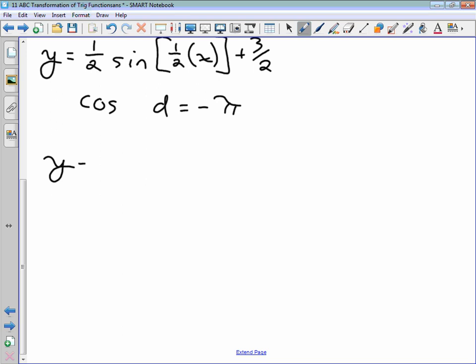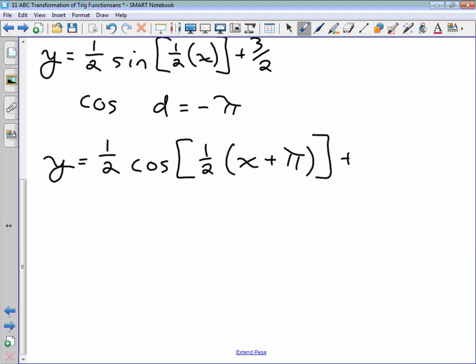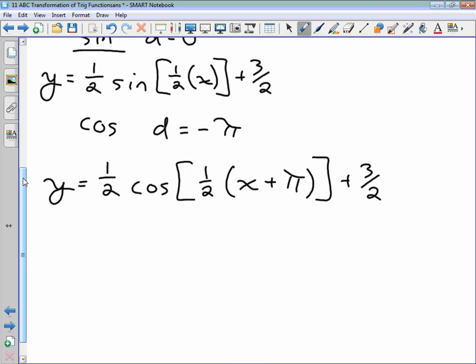So our equation would be 1/2 cos of 1/2 x. If our phase shift is -pi, we're going to see a positive in there, plus 3/2. So whether you choose a sine function or a cosine function, those are both equivalent, and that is the equation of our transformed function.